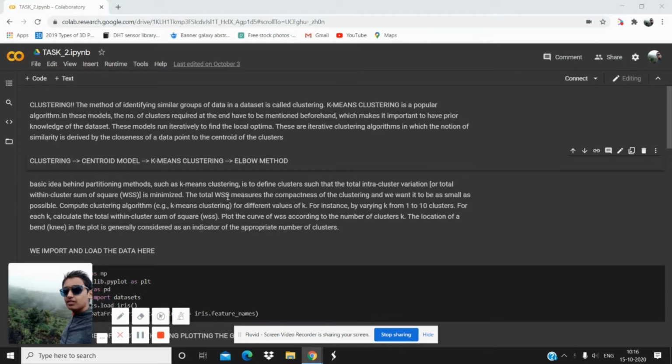So this is my task 2 of the data science and business analytics internship at the Sparks Foundation. This task was all about exploring unsupervised machine learning. What we learned in this task was about clustering.